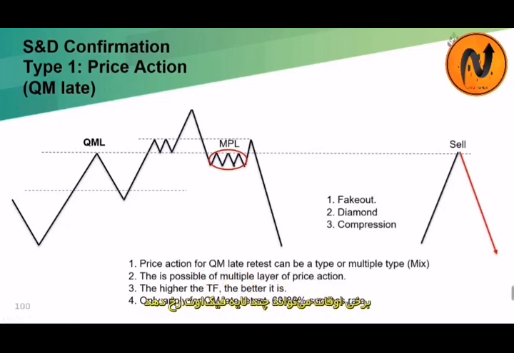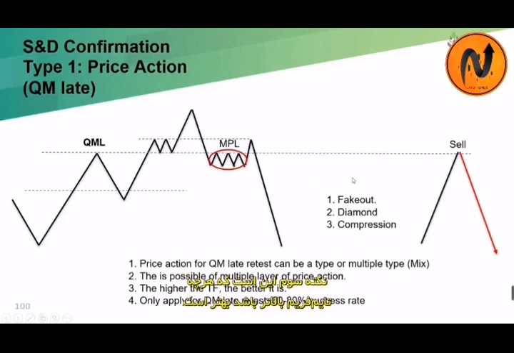And sometimes it may be a few layers of fake out. So multiple layers of price action are possible. There might be some fake out at this point, and then at this point before the dive. So this is all your confirmation. You are sure that the price is going to nose dive from this area.